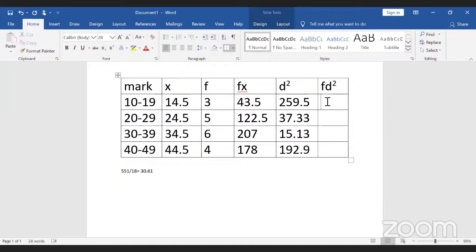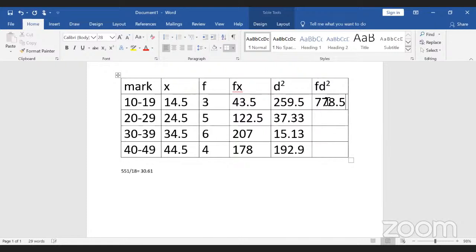For the non-group data, we just got sigma D squared over N. But here, because each class has a different number of students, the class 10 to 19 had 3 students, which gave us the deviation 259.5. So we get the product 3 by 259.5. What do you get? 778.5.